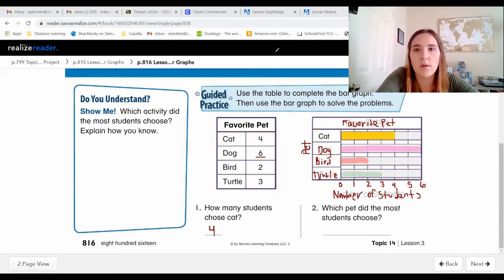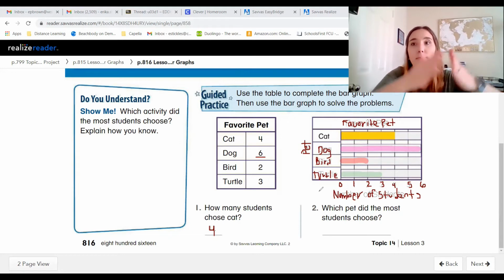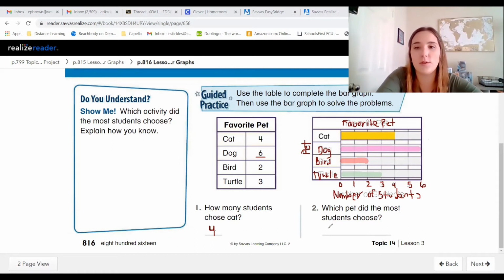And now there's another question down here for us. It says, which pet did the most students choose? So if we look at the bar graph, which pet has the biggest bar? Which one's the longest? The dog has the longest bar because there's 6 students that chose it. So we're going to say dog because that's the pet that got the most picks. Okay. We're going to watch one more quick video and then do a little bit more practice.